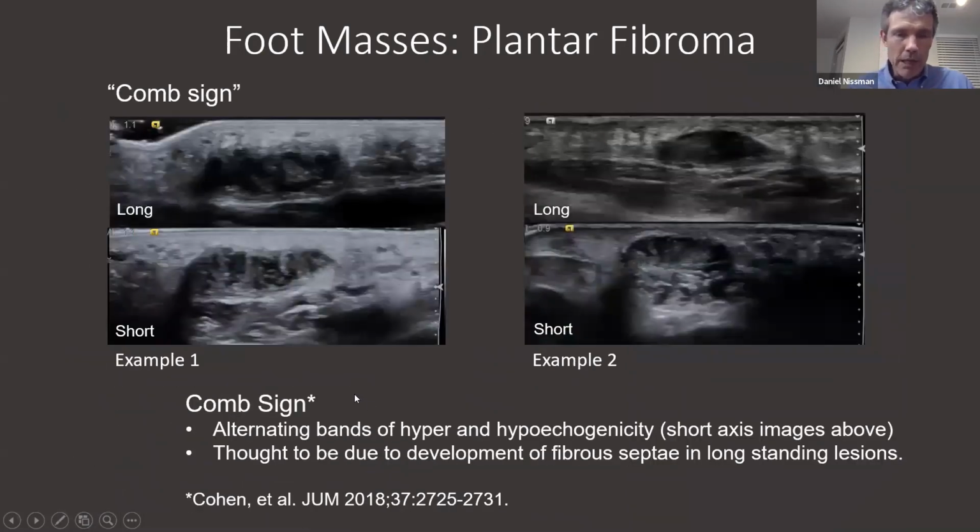Recently, some people described the so-called comb sign, which is linear bands of hyperechogenicity within the mass. I've only been able to find it personally in the transverse plane. So these are the long axis views, and these are transverse. And it's thought to be due to the development of fibrous septae in long-standing lesions.